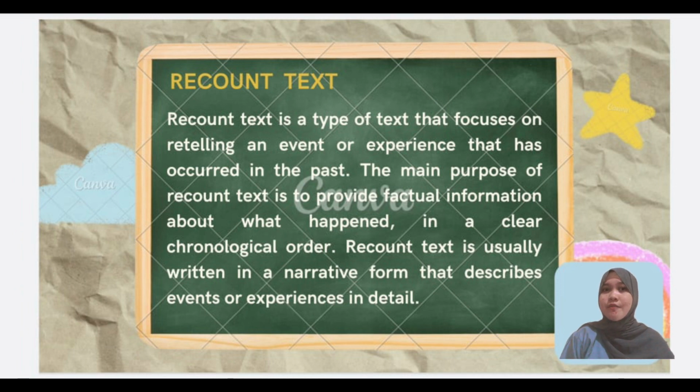The main purpose of recount text is to provide factual information about what happened in a clear chronological order. Recount text is usually written in a narrative form that describes events or experiences in detail. In recount text, the use of past tense, such as the simple past tense and adverbs of time, is very common. This helps the reader or listener to understand the event occurred in the past.